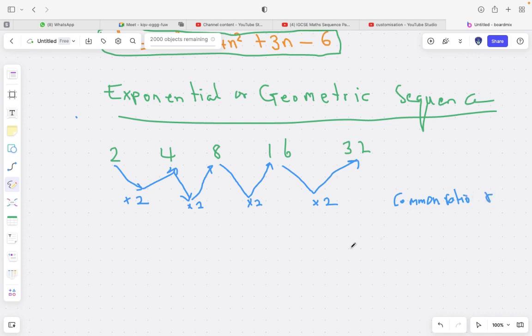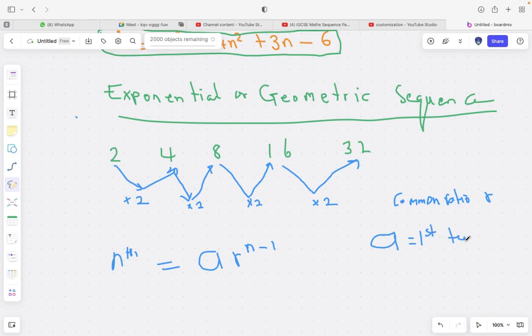Common ratio, R. So the nth term of this type of sequence is given as, assuming A is our first term, A R raised to the power n minus 1. Okay, this is the nth term for finding this type of sequence. Meaning, if I ask you to find the nth term of this sequence, the first term is A. In this formula, A equals the first term.